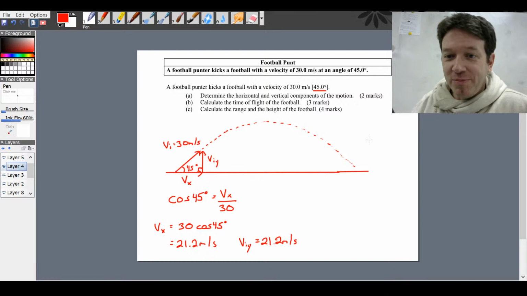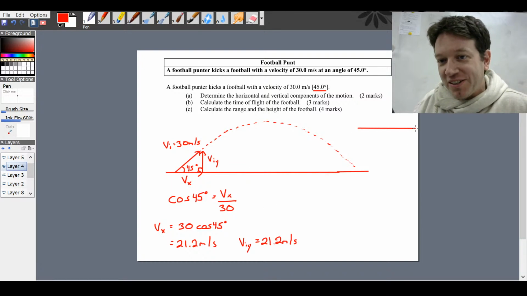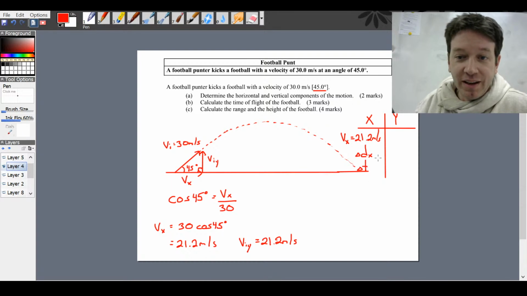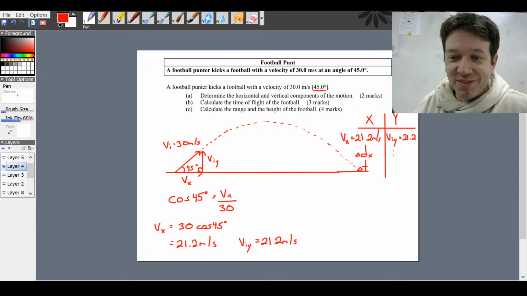All right, now I want to put all of our given information, this is what I usually tell my grade 11s to do, into a chart where we write everything we know in our x component and everything we know in our y component. So in x, we now know what Vx is. It's 21.2. But that's it. We don't know our range or our displacement in x, and we don't know the time. In y, we know our initial velocity in y. Again, it's 21.2. I'm leaving out my units because I've run out of space.